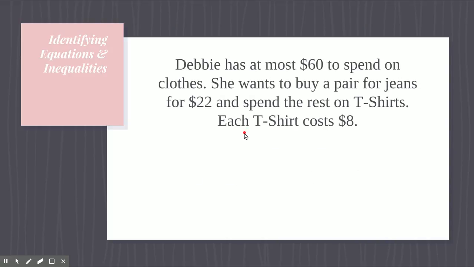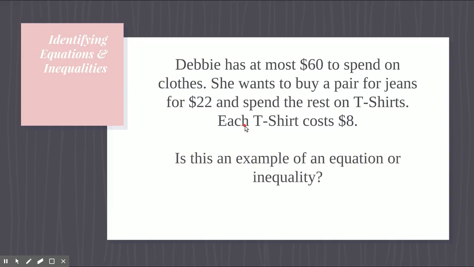All right, let's try to identify equations and inequalities. This says, Debbie has at most $60 to spend on clothes. She wants to buy a pair of jeans for $22 and spend the rest on t-shirts. Each t-shirt costs $8. Is this an example of an equation or an inequality? When you go through, I would highly suggest you pick out those important words that will help you understand the problem.